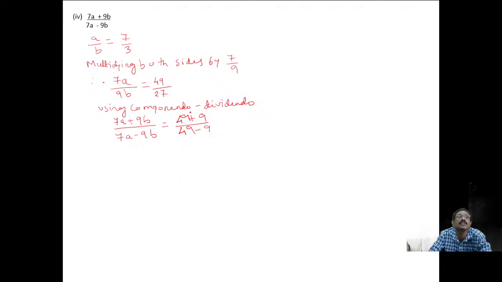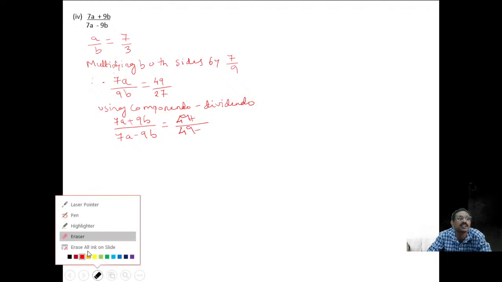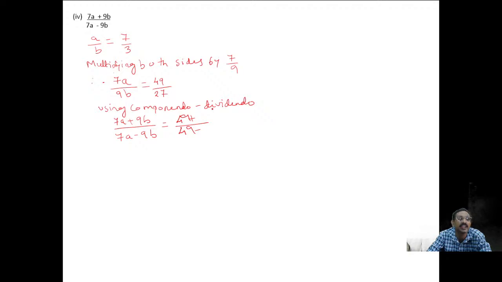So when I am going to add this and when I am going to subtract this, do I have 9 over here? No, I don't have 9 here. So when we are writing, we have to be very careful with this. We get 49 and 27 here and 27 here. Not to use this 7 upon 9. We have to use this because we are using componendo and dividendo for this.